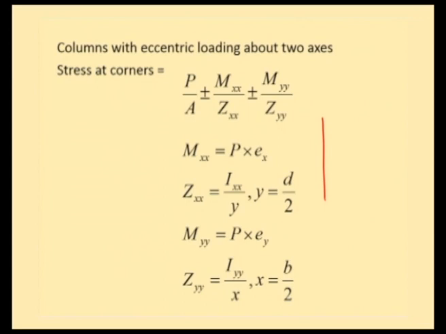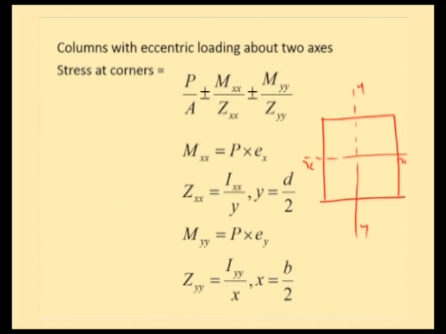Sometimes we will have columns with eccentricity about both the axes. Say you have a rectangular column, with the YY axis and the XX axis. The load may be concentrated here. In that case, say this will be the eccentricity with respect to the XX axis, we call this EX, and the eccentricity with respect to the YY axis as EY. This we call biaxial bending.